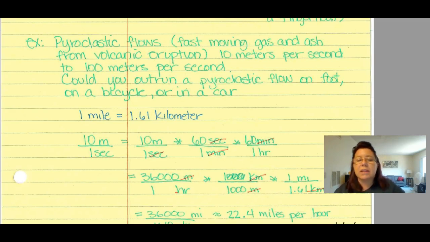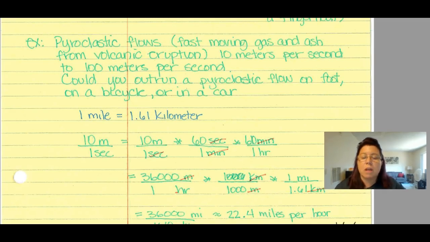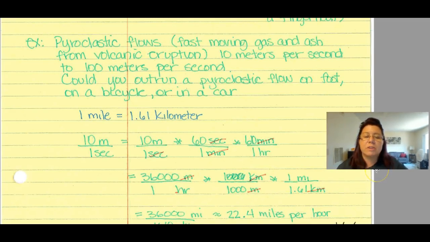Well, us Americans have trouble with figuring out how much a kilometer is. So let's change it over to miles. We want to know how many miles per hour that is. A typical person can run about 4 miles per hour. Me, maybe 3.5 if I'm really out of gallop. But let's change it over from meters per second over to miles per hour.